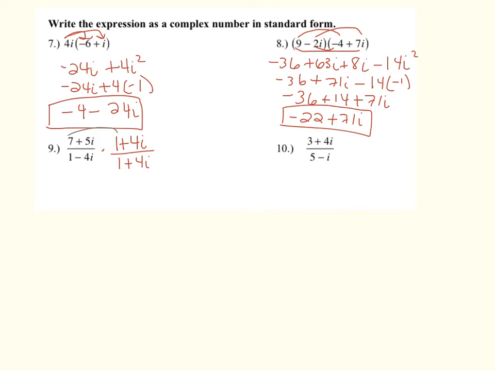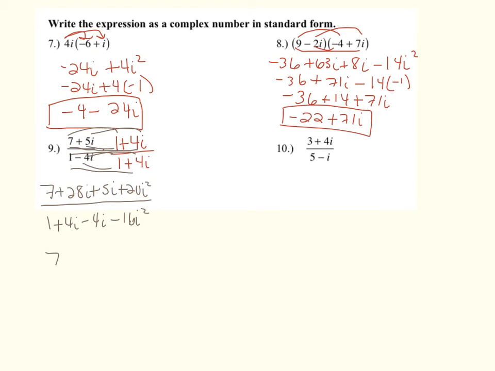I have to use FOIL, so in the numerator I get 7 plus 28i plus 5i plus 20i squared. In the denominator, I get 1 plus 4i minus 4i minus 16i squared.